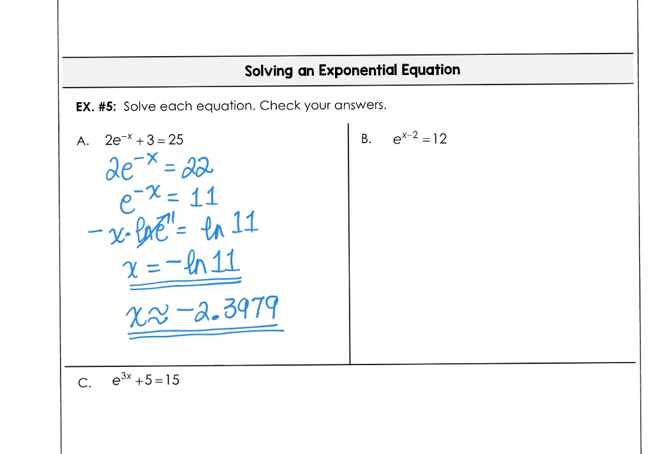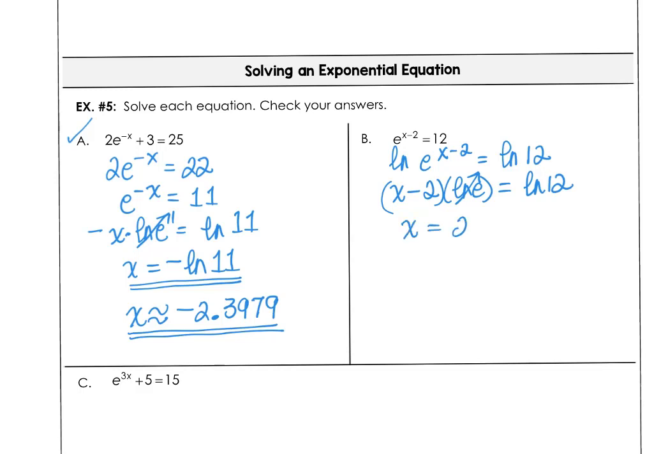And again, you can take this number and go back to the original and check in that original that the solution works. Here, again, taking natural log of both sides, e to the x minus 2 power is equal to natural log of 12. So we know natural log of e is 1, and the power comes down, x minus 2 times 1 is equal to natural log of 12. So solving for x is 2 plus the natural log of 12.